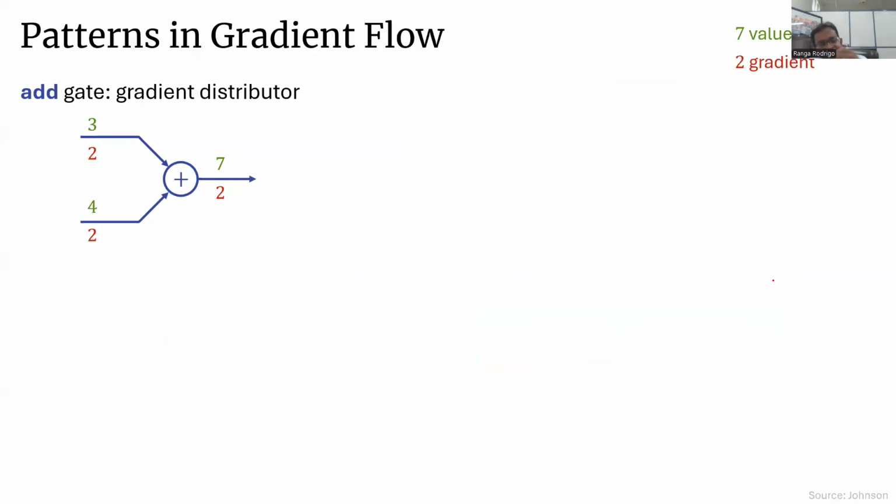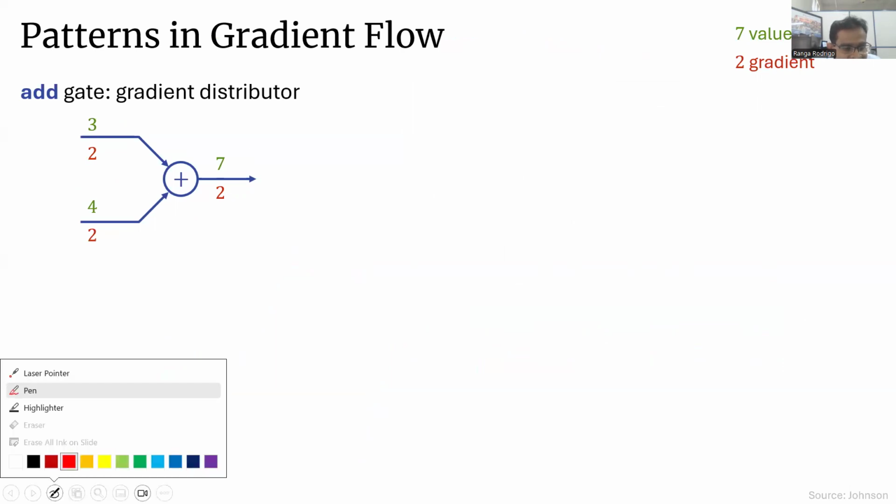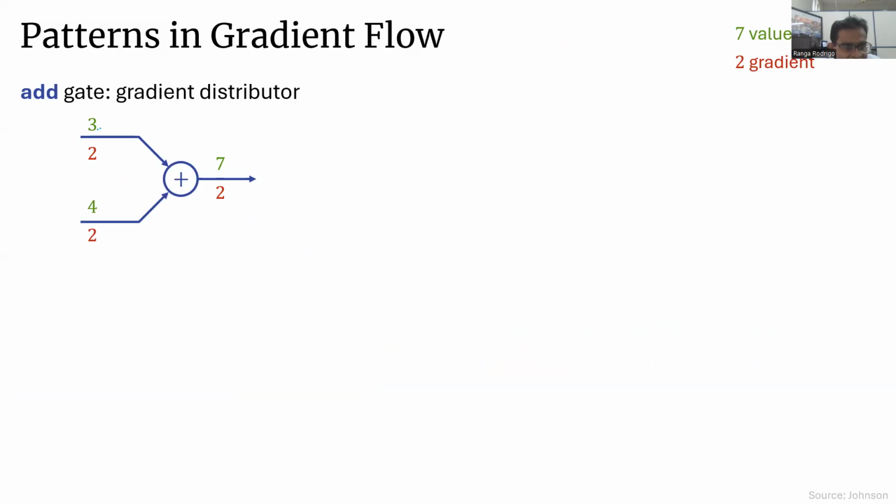Okay, so now you can see the pattern. If you take the add gate, you have already seen this, but I will draw your attention to it. 3 plus 4 is 7. That's fine. This is the upstream gradient. It came from upstream; we don't have to ask here how it came. It's 2. Due to an addition gate, we know that the upstream gradient just repeats in the downstream paths.